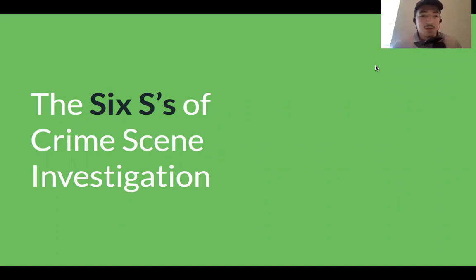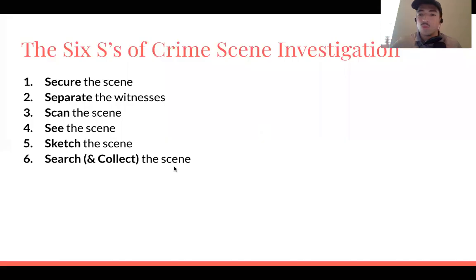So last week we covered the 6 S's of crime scene investigation. What were those steps? Well, first we secure the crime scene, right? We put tape. We make sure everybody's okay. Then we separate the witnesses, right? We don't want them talking. We don't want them making up stories. We want to basically get what happened.